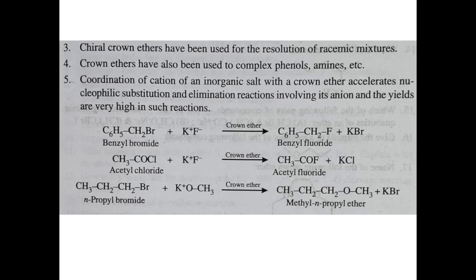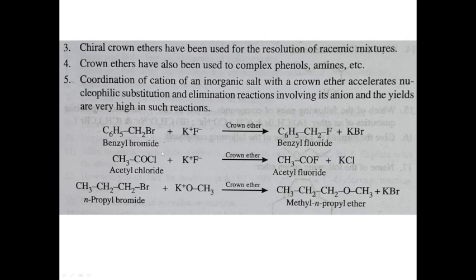Coordination of the cation of an inorganic salt with a crown ether accelerates nucleophilic substitution and elimination reactions involving its anion, and the yields are very high in such reactions. In certain reactions we have to use suitable crown ethers to hold the positive ions present in the reaction, and then we get a very good yield due to the formation of the nucleophile by picking up the positive ion present in the system.